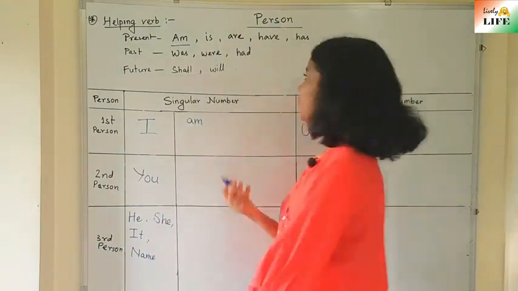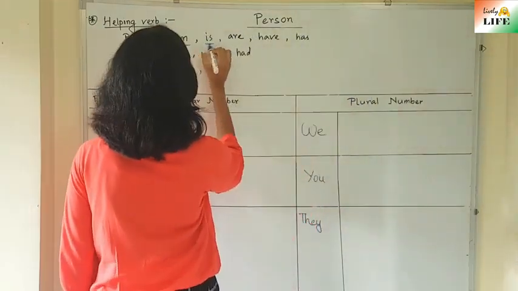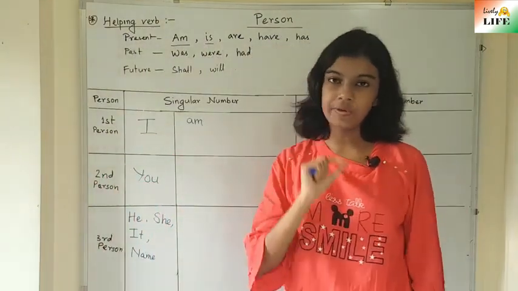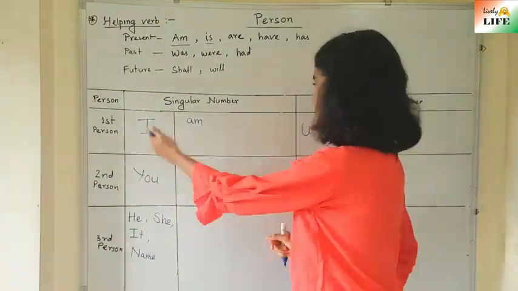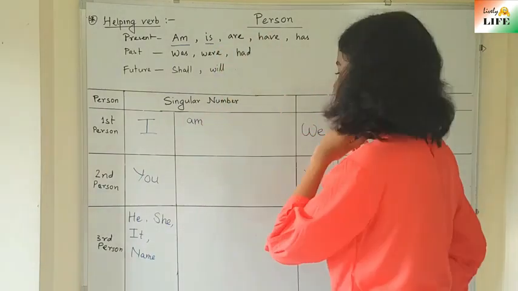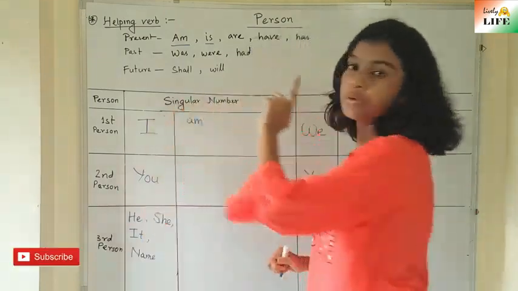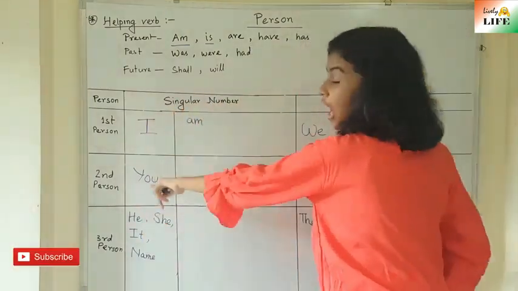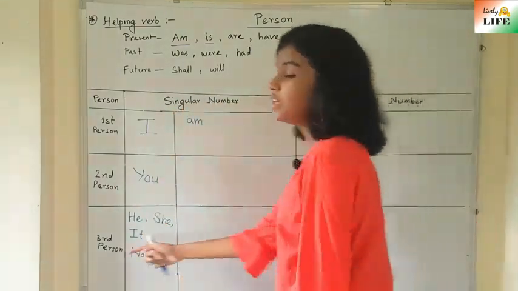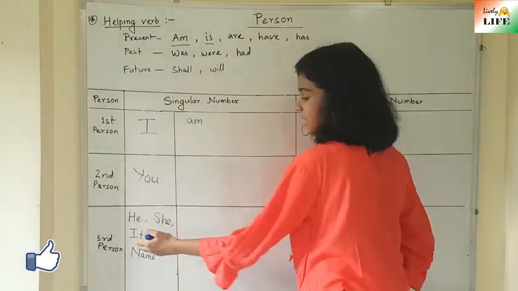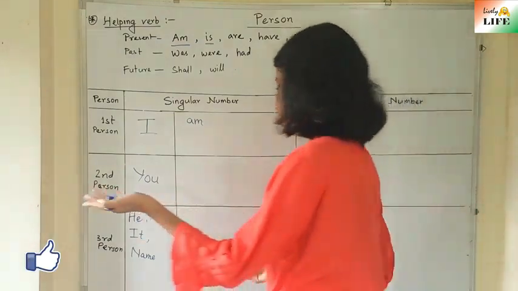Now is. Where do you use is? Is always singular in number. So we are going to use it after singular numbers. So is only used after third person singular number. Not after I or you. It is only used after third person singular number. He is, she is, it is, or anyone's name is.